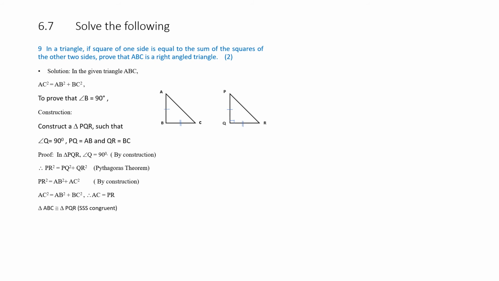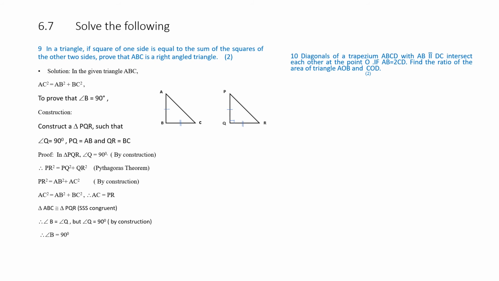Triangle ABC is congruent to triangle PQR by SSS congruence. Therefore, angle B is equal to angle Q, but angle Q itself is 90 degrees by construction. Therefore, angle B is equal to 90 degrees, hence proved.